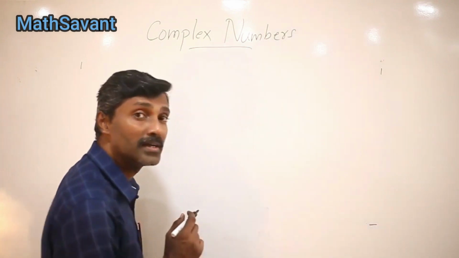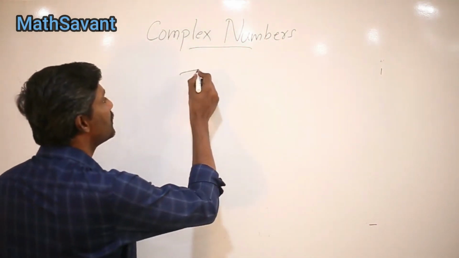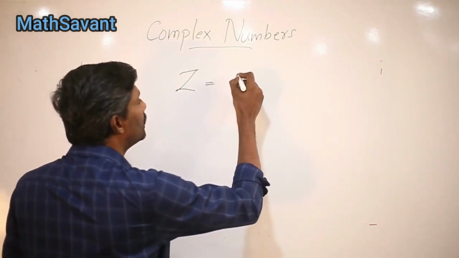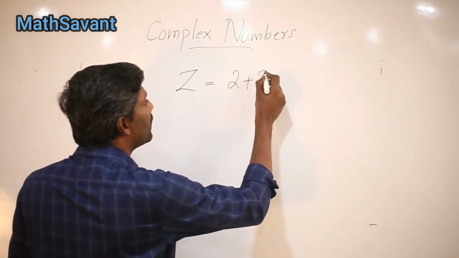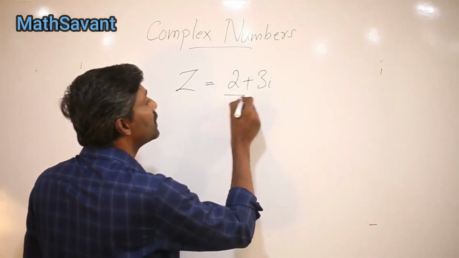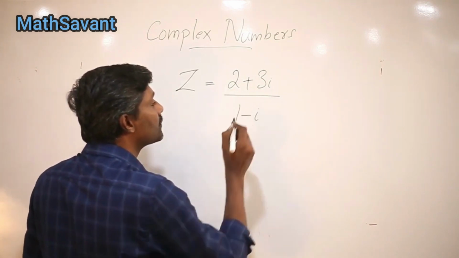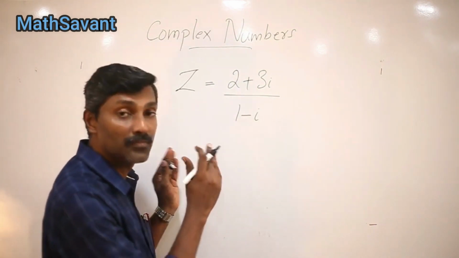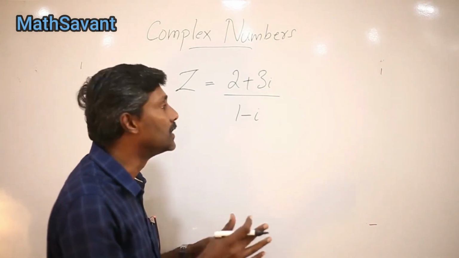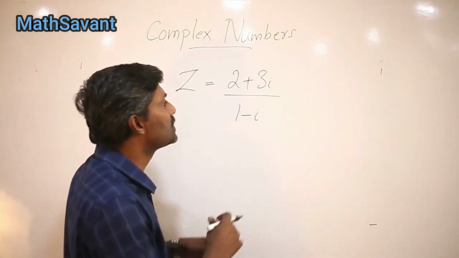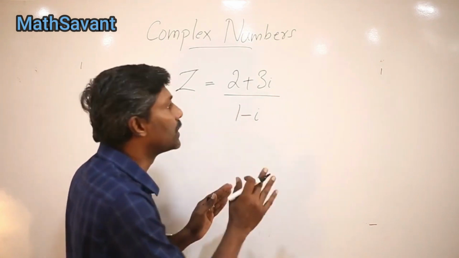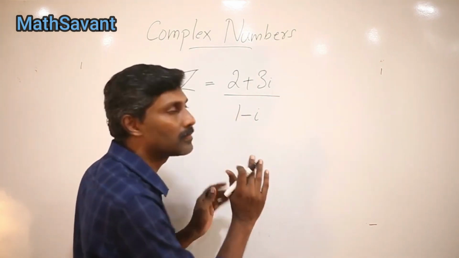Let's see how we divide two complex numbers. Suppose we have, say, z is equal to 2 plus 3i. I don't know why I always write 2 plus 3i. Maybe 2 and 3 are my favorite numbers. 2 plus 3i divided by, say, 1 minus i. We have to divide these two complex numbers and express this in the form a plus ib. Let's see how we do this. So just let the numerator be like that: 2 plus 3i is the numerator, let it be there.